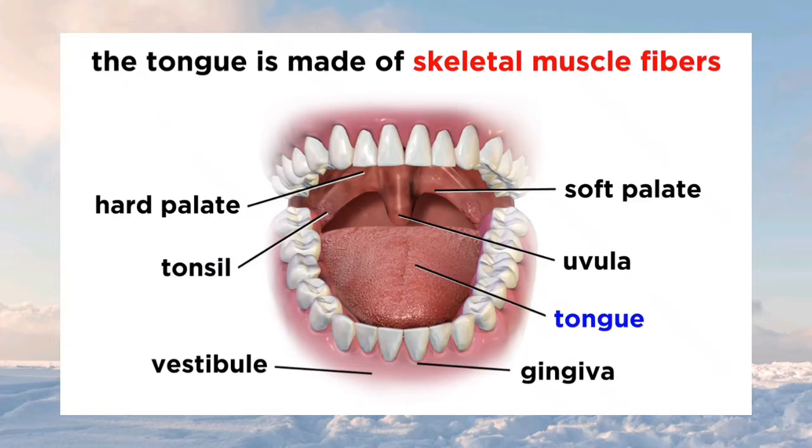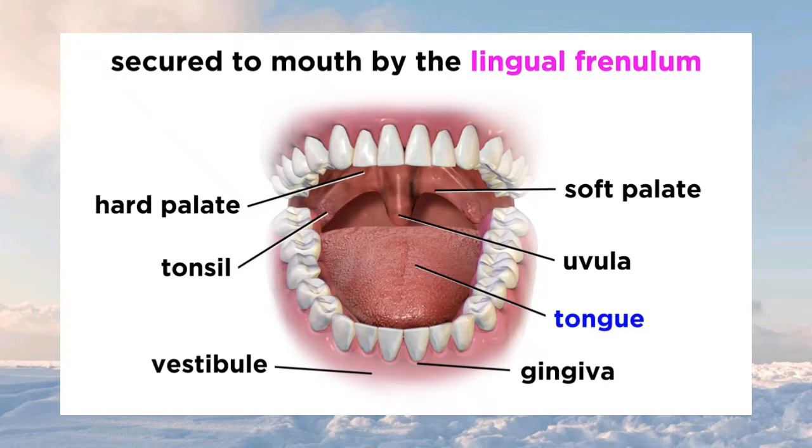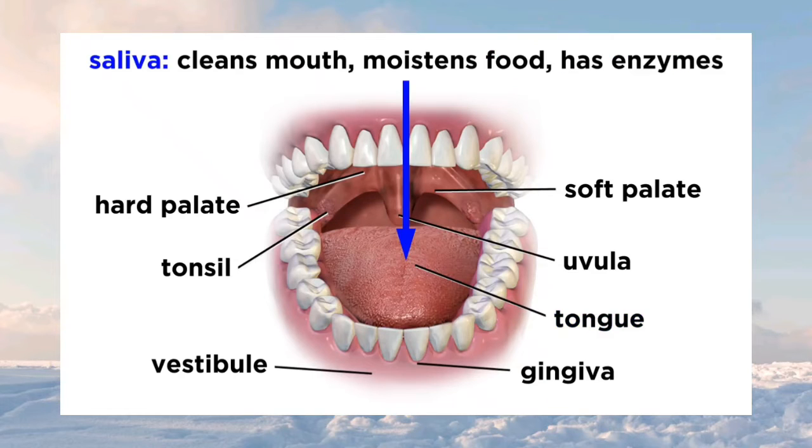The tongue is made of skeletal muscle fibers and is secured to the floor of the mouth by the lingual frenulum. Salivary glands produce saliva, which cleans the mouth, moistens and dissolves food, and contains enzymes that begin breaking down certain foods.